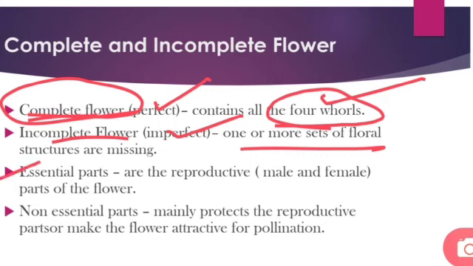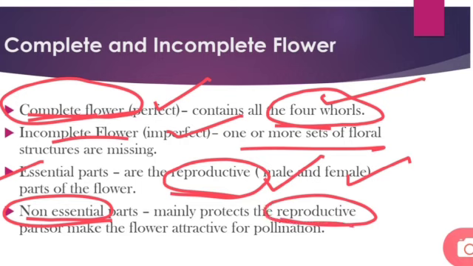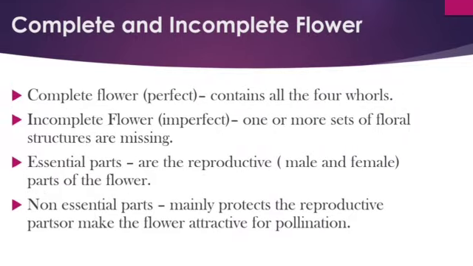Now let us know what the essential parts of the flower are. The essential parts of the flower are the reproductive parts, meaning the male part and the female parts of the flower. The non-essential parts of the flower are the non-reproductive parts, like your calyx and corolla. These are the non-reproductive, non-essential parts of the flower.